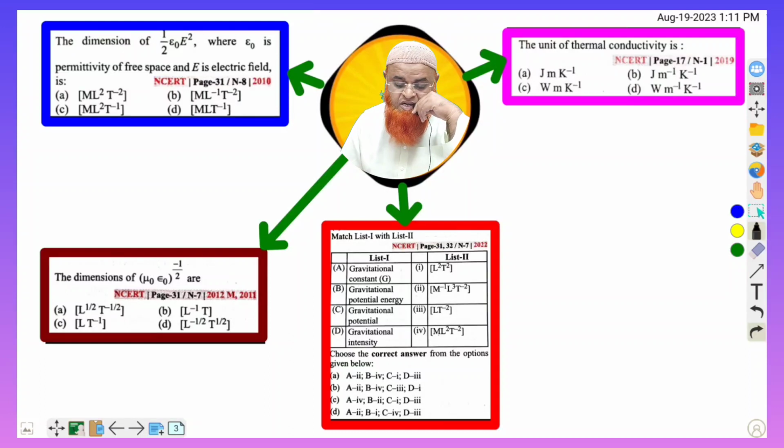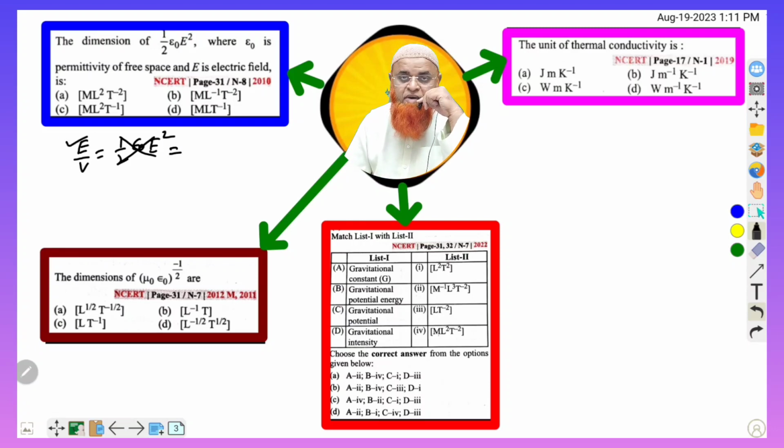So if you see the first question, he is asking us to find the dimensions of half epsilon naught E square. Actually, energy by volume is equal to half epsilon naught E square, which is called energy density. So this formula is present for energy density. Instead of writing the formula for these tough physical quantities like epsilon naught and electric field intensity, if you write the dimensional formula for energy by volume, then you will get the answer very easily.